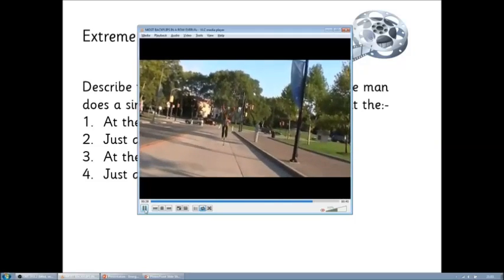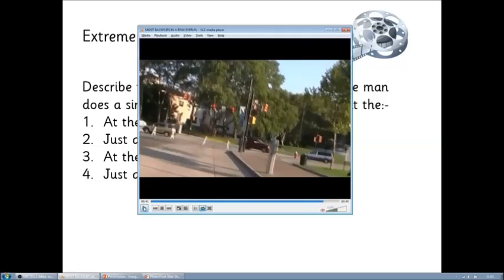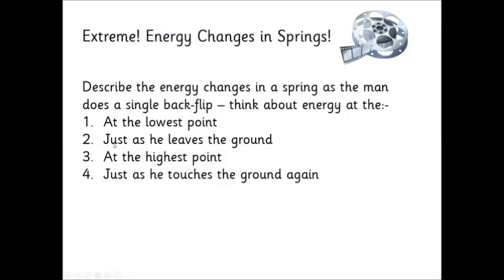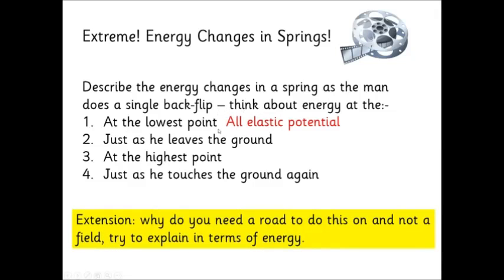And just really quickly, I want to just look at what are the energy changes going on. So if we just go back to the slide here, describe the energy changes in a spring as the man does a single backflip. Think about energy at the lowest point, just as they leave the ground, at the highest point, and as they touch the ground again. Well, at the lowest point, the spring is compressed, so we would say that the spring has stored all elastic potential energy. And then just as a person leaves the ground, the spring is uncompressed, so all of the energy is being converted into kinetic energy because that person's on the move.